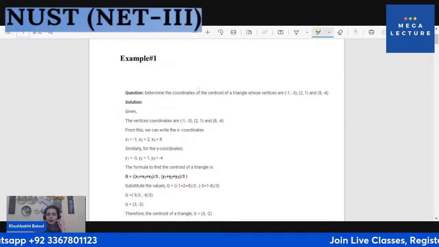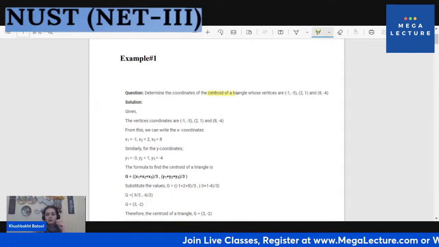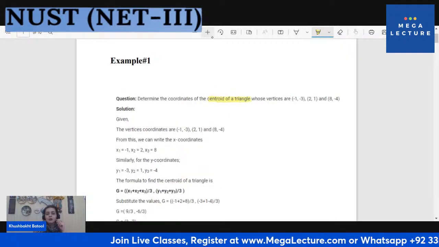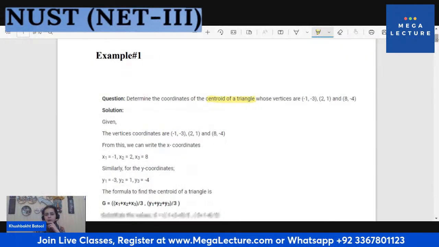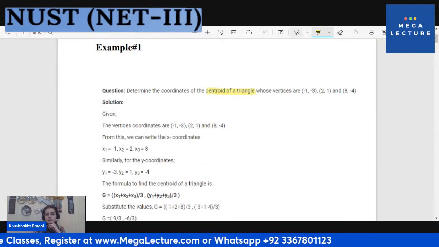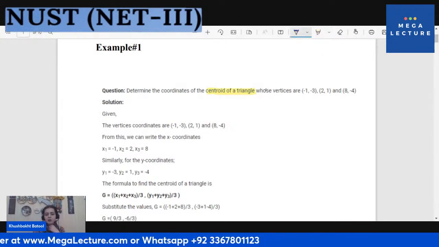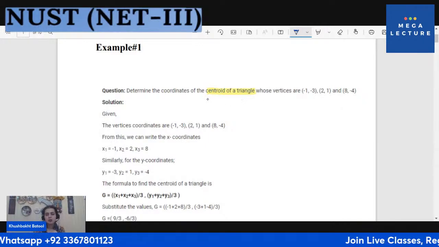Now the very first thing is the discussion about the centroid of a triangle. This is the very first thing which we need to understand, because you will look at these questions once we talk about the past paper questions.